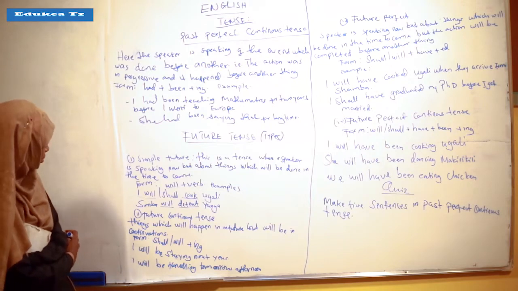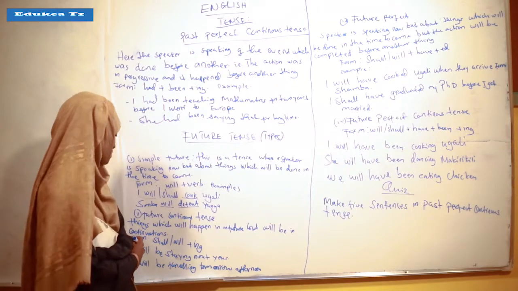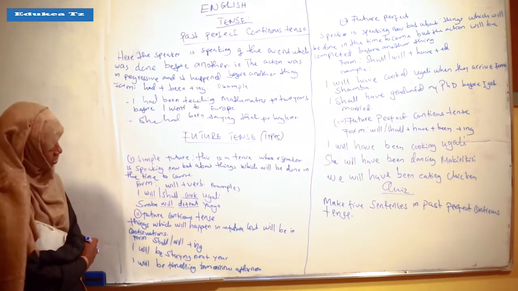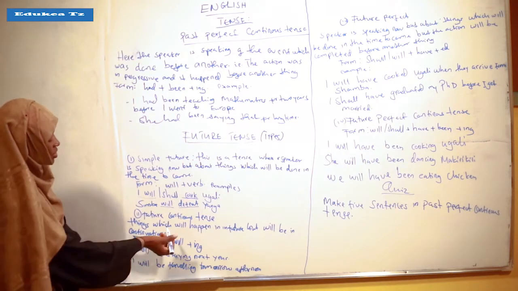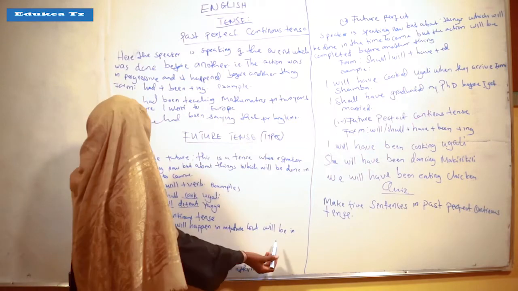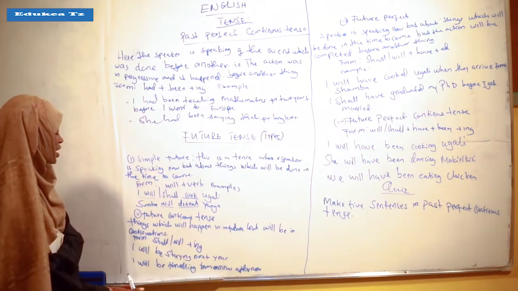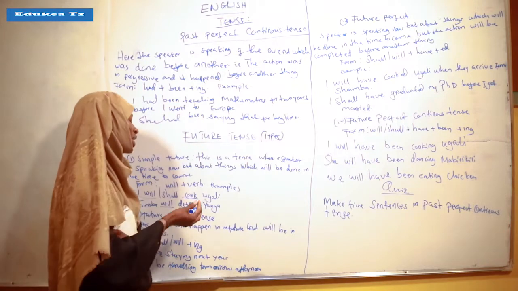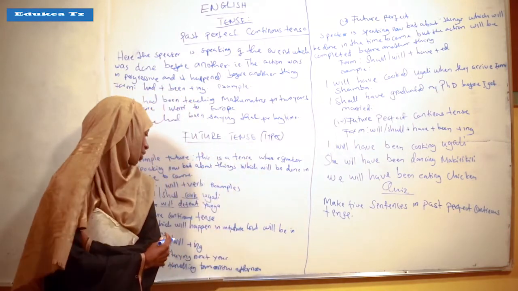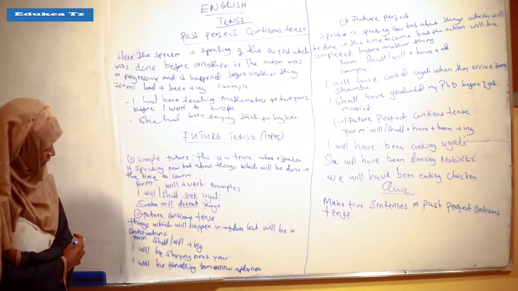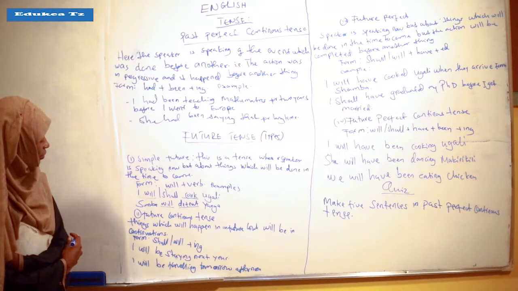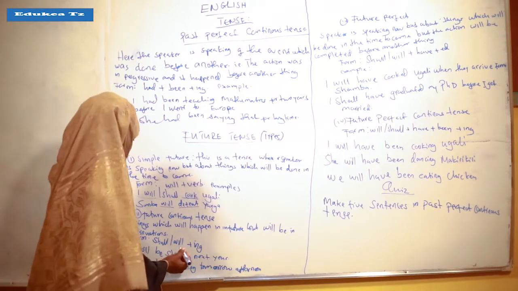The next, or second, type of this is future continuous tense. Future continuous tense: things will happen in the future, but will be in continuation. That is, it will happen in the future time, in the time to come, but it will be in the continuation.